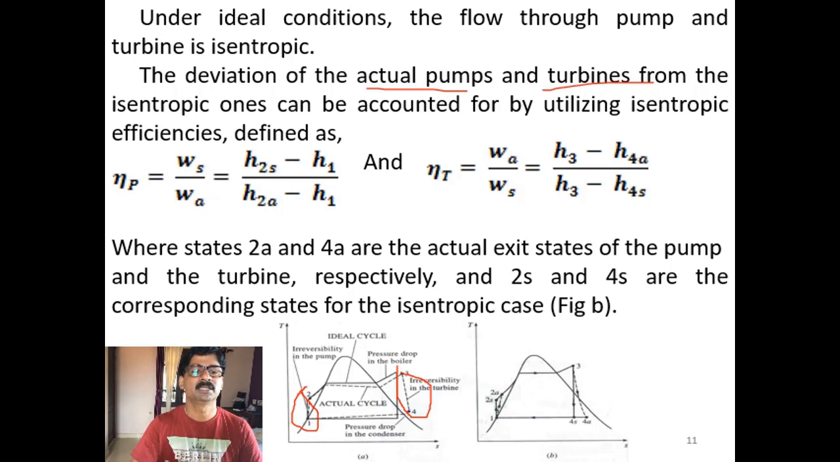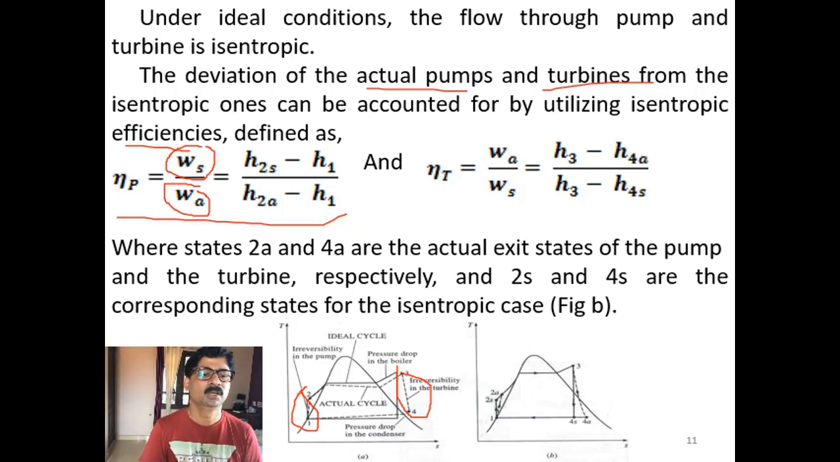So the isentropic efficiency of the pump is defined as isentropic work divided by actual work. In case of pump or compressor, the isentropic work is actually less. If the process would have been isentropic, you require less work. Because of irreversibility, the actual work required increases. So it is the ratio of the isentropic work to the actual work, that is H2S minus H1 divided by H2A minus H1.